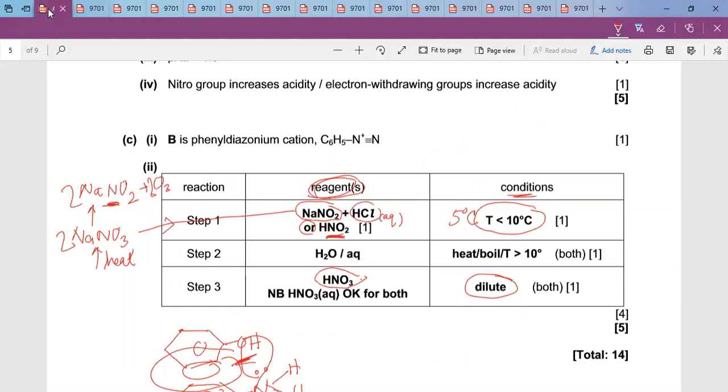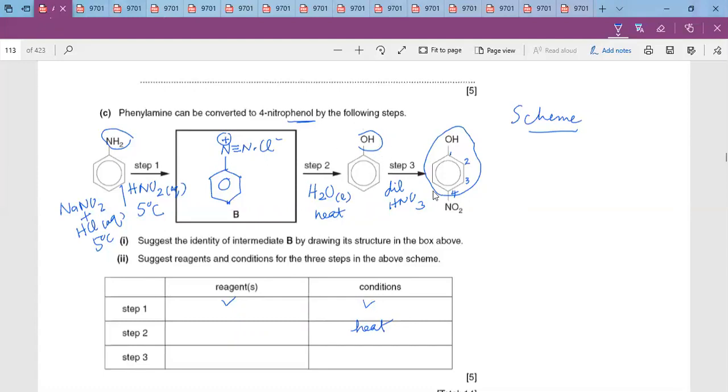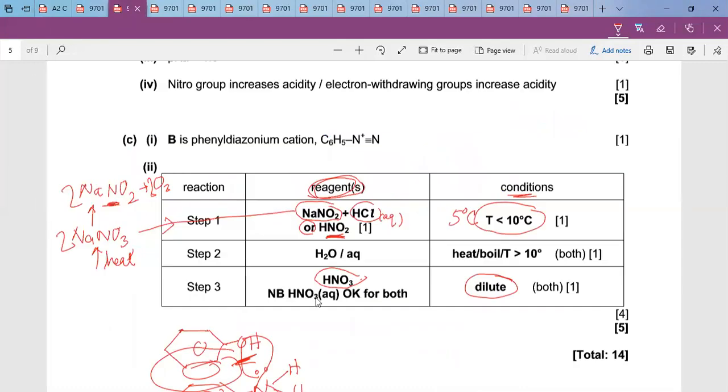Okay, the third one here, to go from phenol to nitrophenol. Step 3, obviously, I put here HNO3 dilute. Dilute you can put here or here, but here, it's conditions. Is that clear? Okay. Now this is all just on diazonium salt formation and some of the reactions.